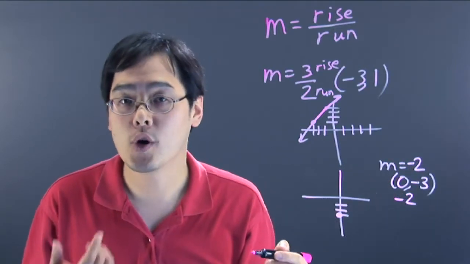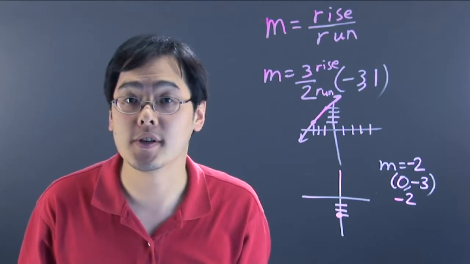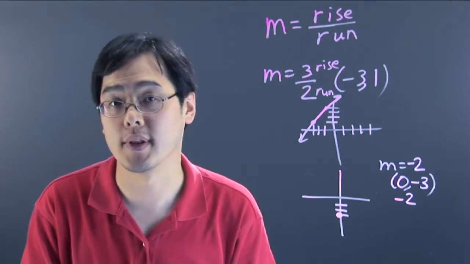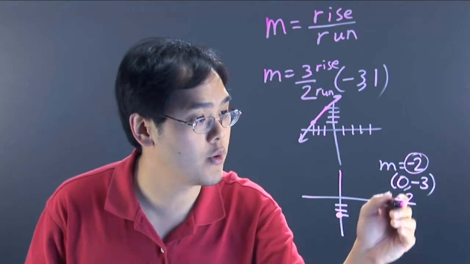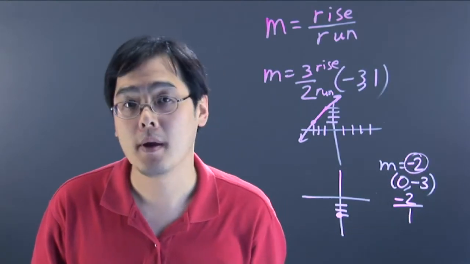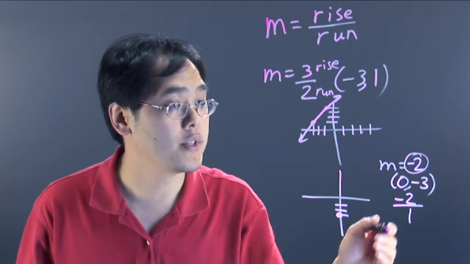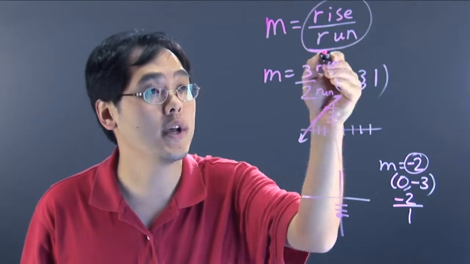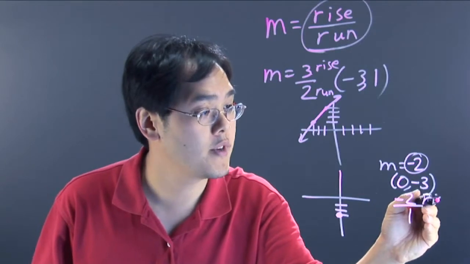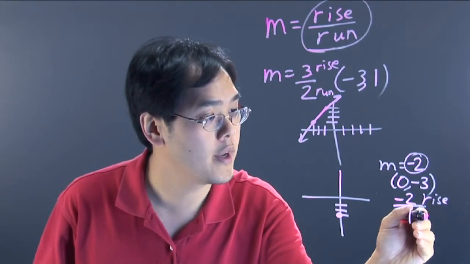Anytime you have a slope, if it's a whole number, you actually want to write it as a fraction because you want to take advantage of the rise over run relationship. So we're going to take the -2 and rewrite it as -2/1. So any whole number can be thought of as that number over 1. Now what you want to do after that is, again, look at the definition, rise over run. So that means you're going to have a rise of -2 and a run of 1.